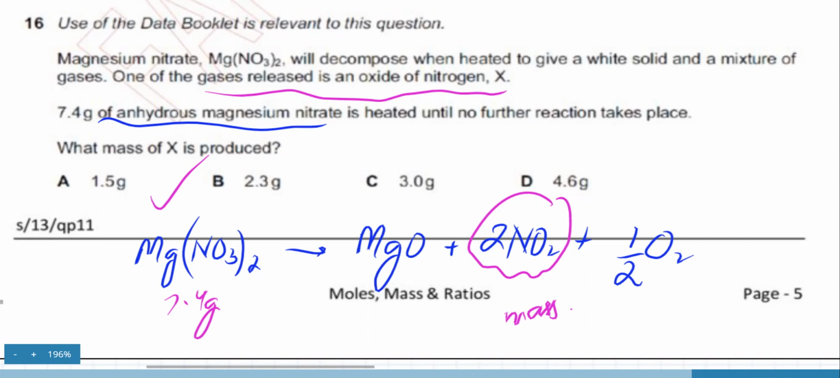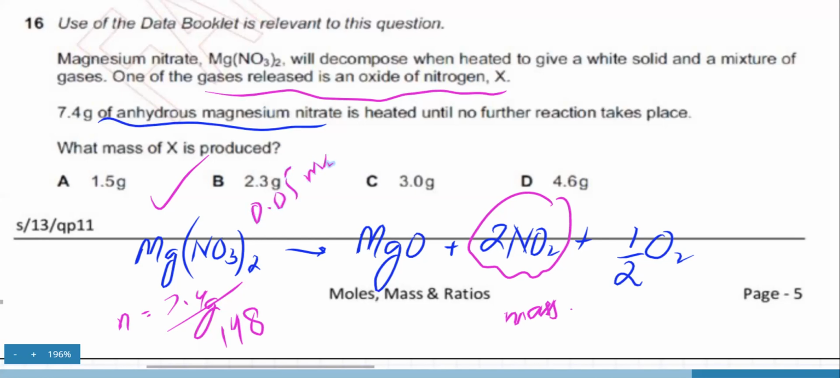Did you find the MR? Yeah, I got 148. So you got 148, that's fine. So divided by the MR, it's going to be 148. How many moles would you get? I got 0.05. So that's 0.05 moles.